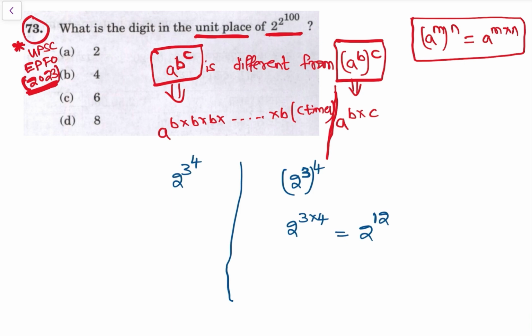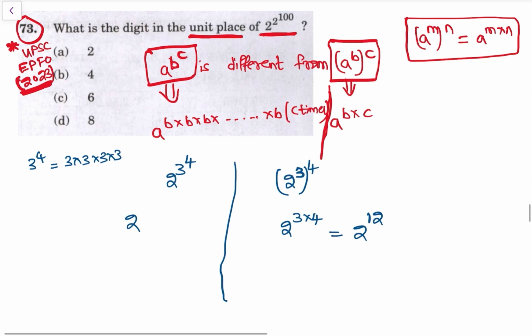However, this one is 2 to the power 3 to the power 4. So 3 to the power 4 is what? 3 to the power 4 is 3 into 3 into 3 into 3. So this is 2 to the power 3 into 3 into 3 into 3. So that would be 2 to the power 81. So 3 to the power 4 is 81. And 2 to the power 3 into 4 is 2 to the power 12.